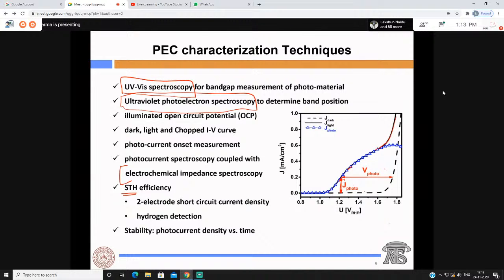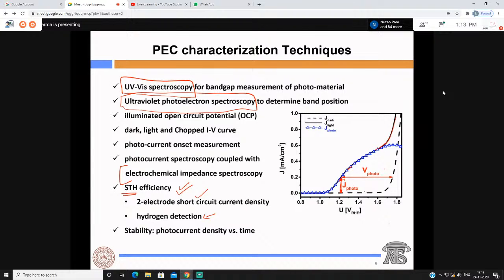The other way is the hydrogen getting produced. We collect it and measure it, and then we calculate the STH efficiency. There's a certain formula for it, and with that formula we can calculate. We will see what that formula is in the upcoming slide. Now, after all this being done, we know that the efficiency is very good.